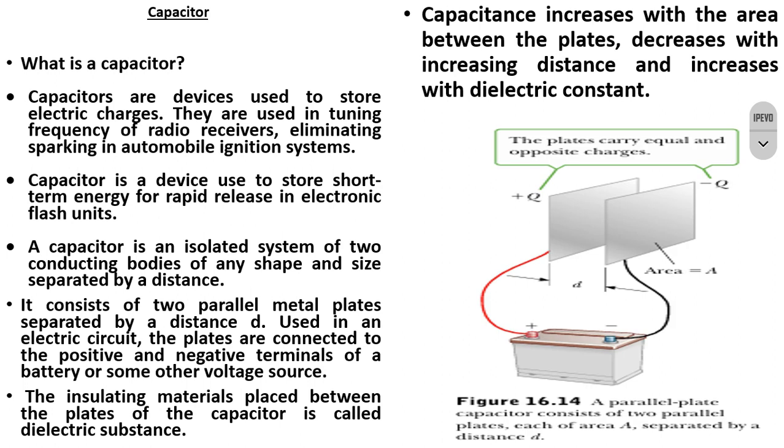This is a simple figure or diagram representing the parallel plate capacitor. On this diagram, you can see the positive terminal of the wire in red color and the negative terminal of the wire in black color. The positive terminal is connected to the positive side of the battery, and the negative terminal is connected to the negative side of the battery. The plates have area. The plates carry equal and opposite charges.